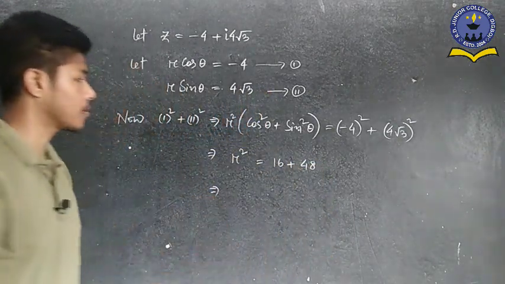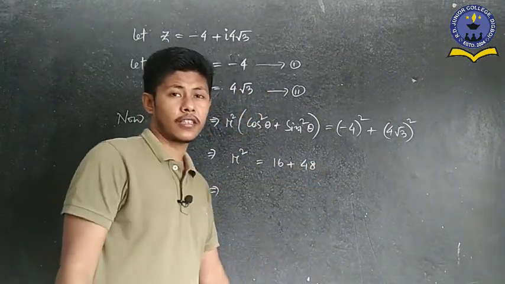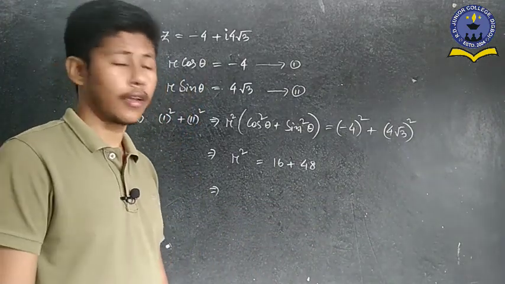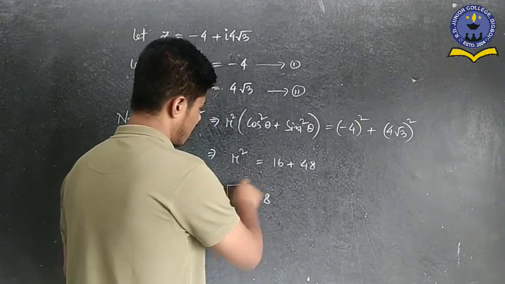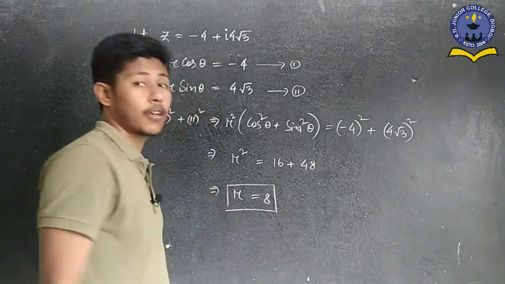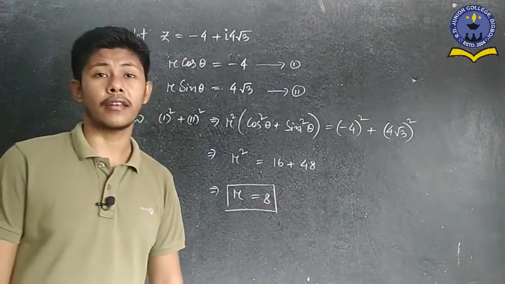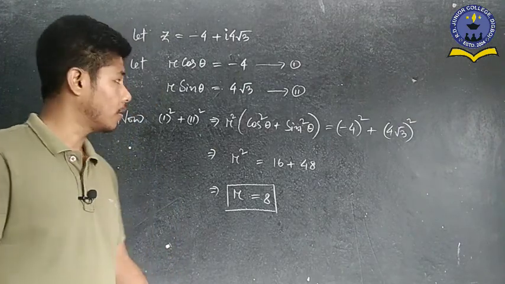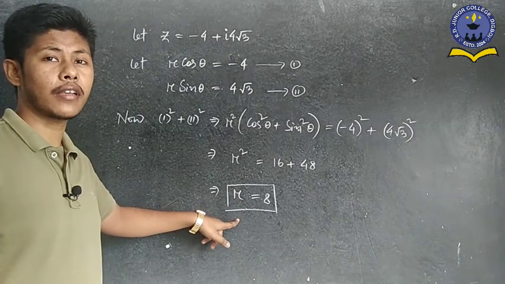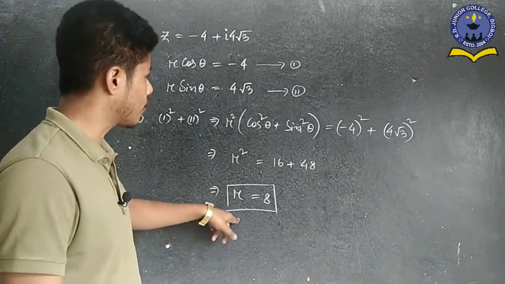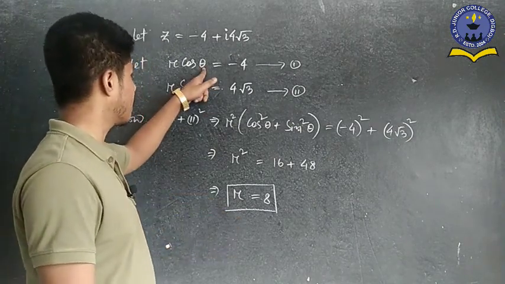And from here this one is how much? 64. 64 means what? 8 square. So ultimately r equal to how much we get here? 8. So the value of r equals 8. Is it clear? So very simple, easily we can calculate the result, and finally we get the value of r is 8. Now next, another coordinate we have to find out, theta.